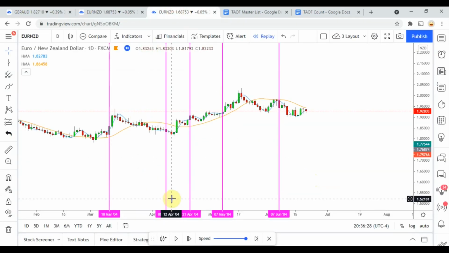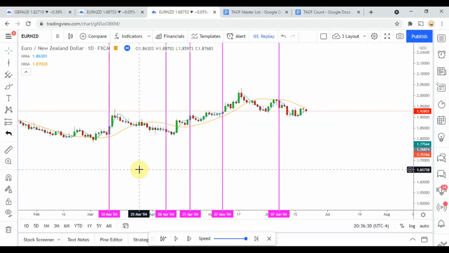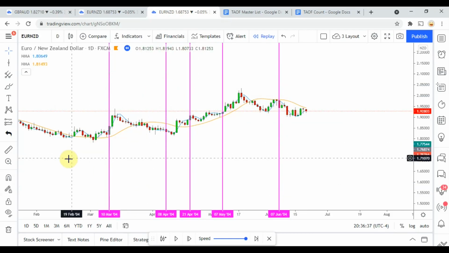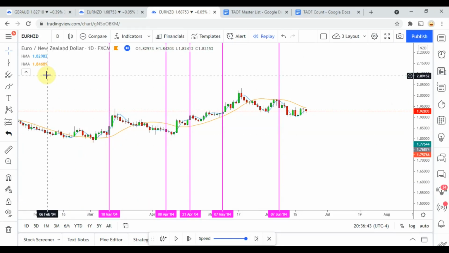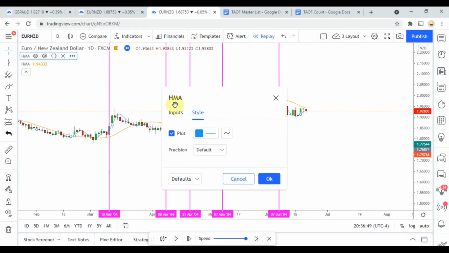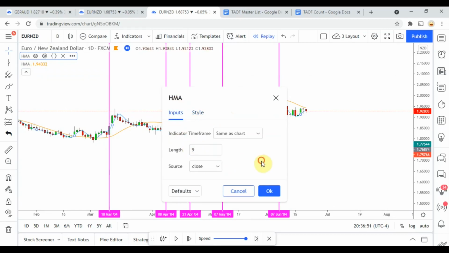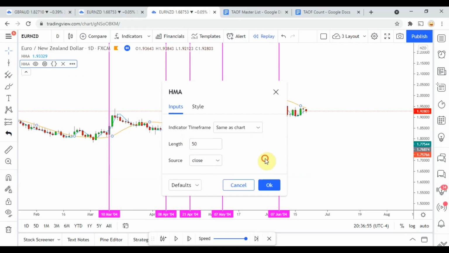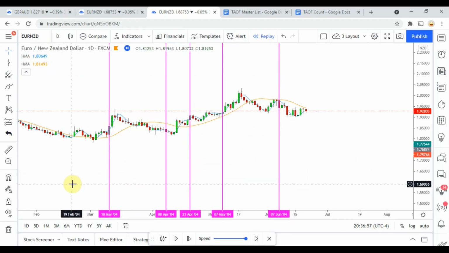Okay, so today's indicator is a Hull moving average strategy. I've marked here with the purple lines a couple of trades that we will be taking a look at, so that way I'm not stumbling around trying to figure out where these trades are. The setup is pretty easy. We basically just have 2 Hull moving averages. One is set on a 9 period, and the other one is set on a 50 period.